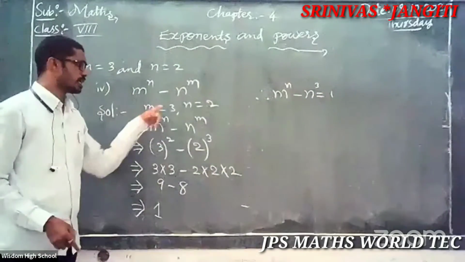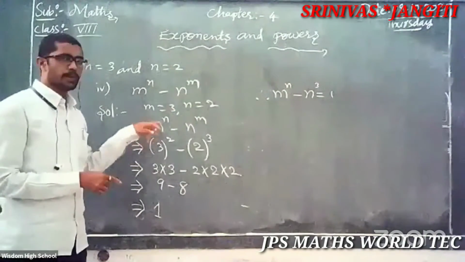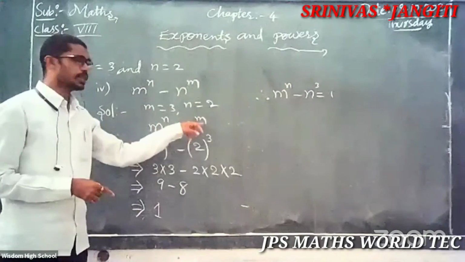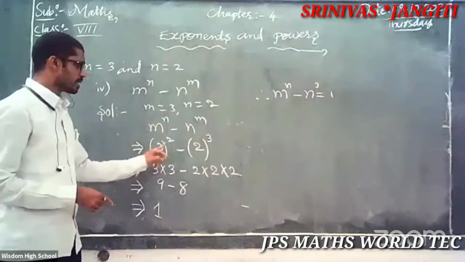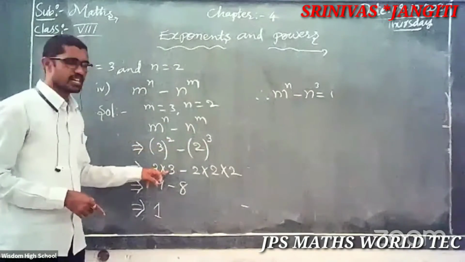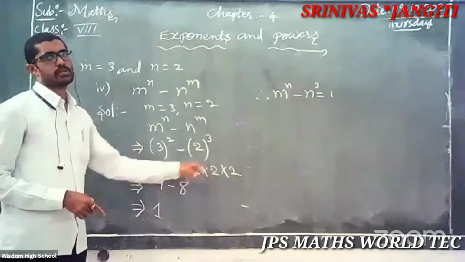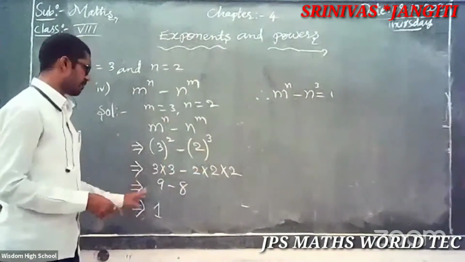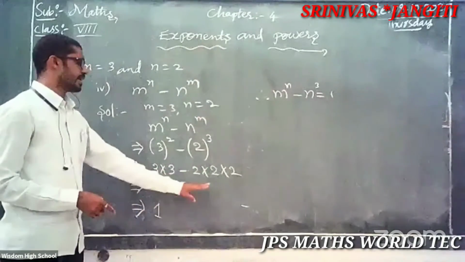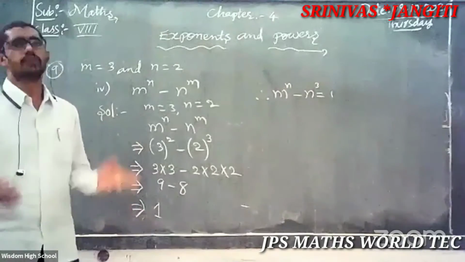When m is equal to 3, n is equal to 2, that implies m to the power of n minus n to the power of m. That implies 3 square minus 2 cube. 3 square means 3 times 3 is 9, minus 2 cube means 2 into 2 into 2, 3 times 2 is 4, 4 times 2 is 8. Then 3 times 3 is 9 minus 8. 9 minus 8, we get the result as 1.